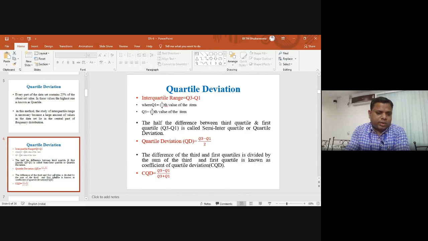It is my advice to all of you that you must note down these formulas. Then we proceed to calculate some examples related to individual series, discrete series, and continuous series. If you don't, just text a message on the chat box.